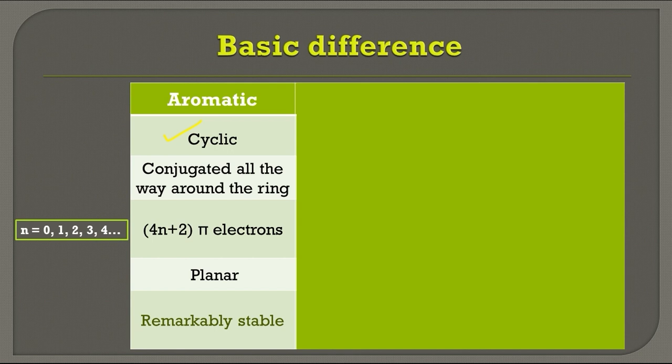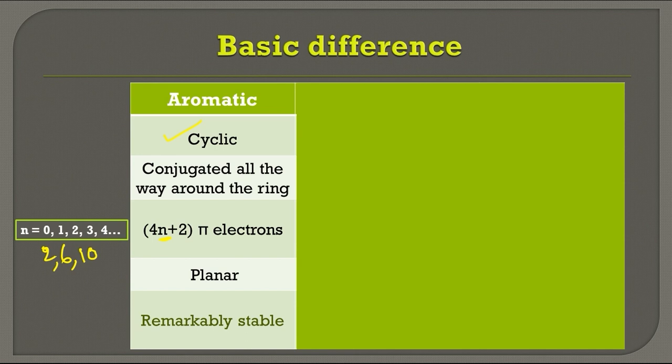Now the next condition is 4n plus 2 pi electrons must be present. Here n is basically 0, 1, 2, 3, 4. So when you put n equal to 0, it will be 2. Then the next value, 1, it will be 6. Then for n value 2, it will be 10. So in this way, the series will continue. That is the third condition, and obviously it should be flat or planar.